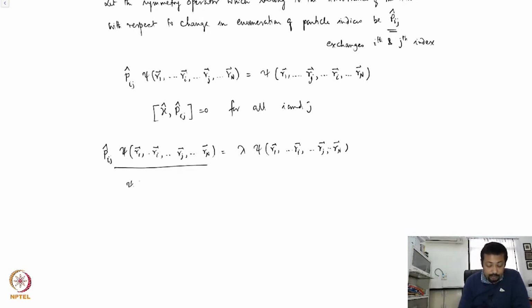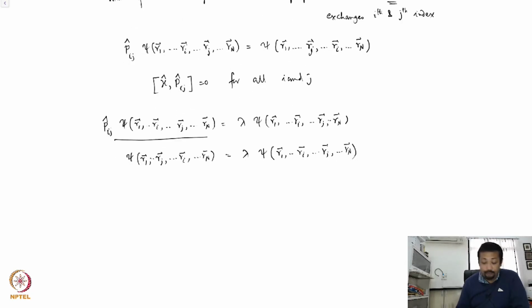But this operation gives me psi of r1, rj, ri, and then I have rn, is lambda times psi of r1, ri, rj, rn. If I operate again with p hat ij from the left hand side to this equation, then I have p hat ij, p hat ij. The right hand side is going to be lambda square of psi r1, ri, rj, rn.